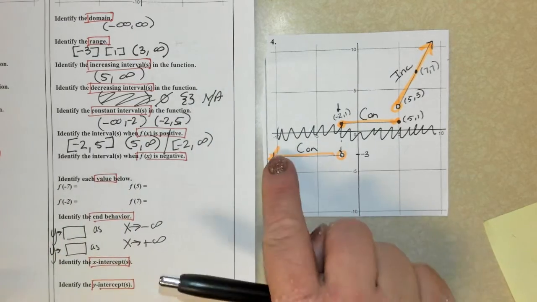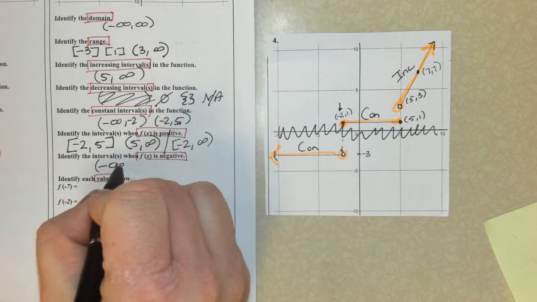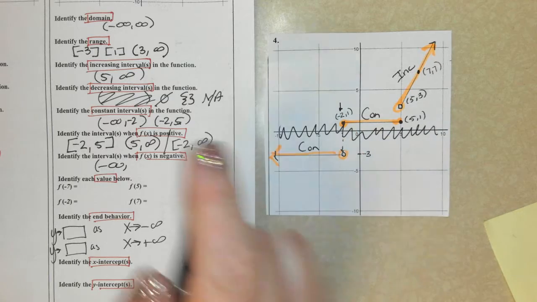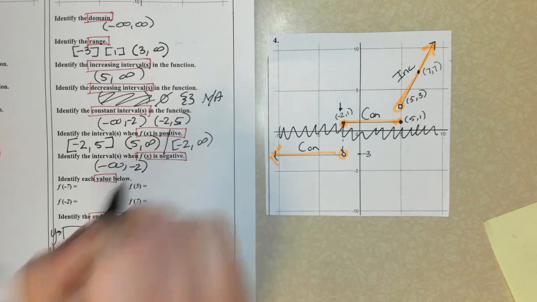Now where is it negative? It comes from the far left, and it's negative all the way up to an x value of negative 2. There is an open circle, so I put a parenthesis.